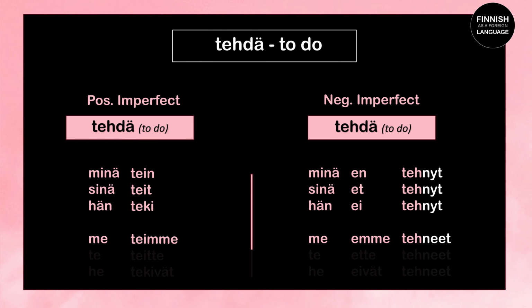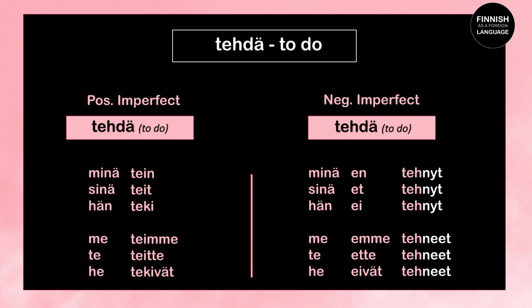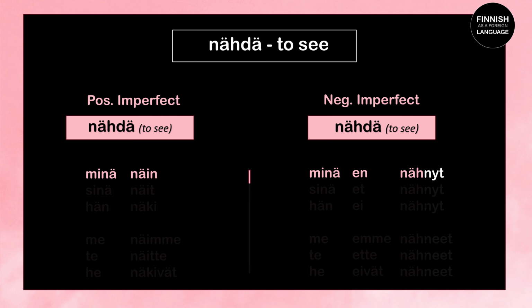Me teimme means we did. Me emme tehneet means we didn't do. Te teitte means you did. Te ette tehneet means you didn't do. And he tekivät means they did. He eivät tehneet means they didn't do. Alright? And the other important verb is nähdä, which means to see.